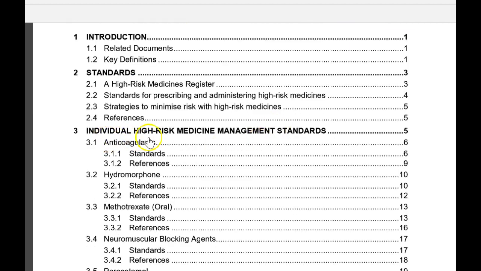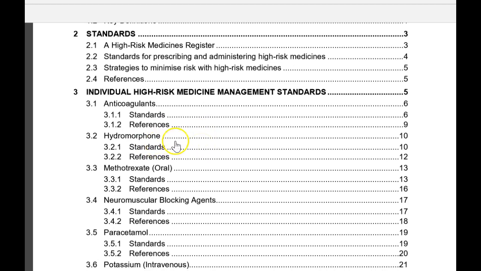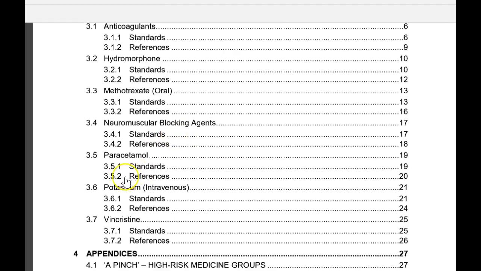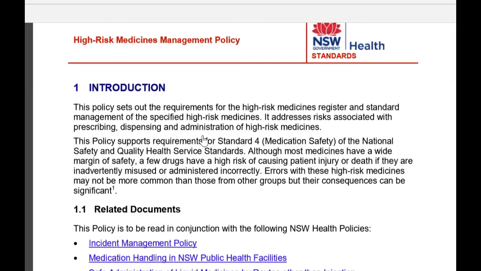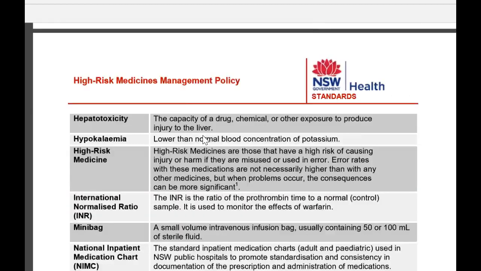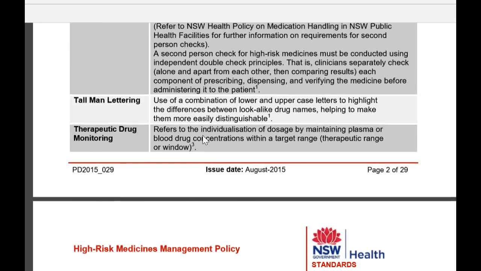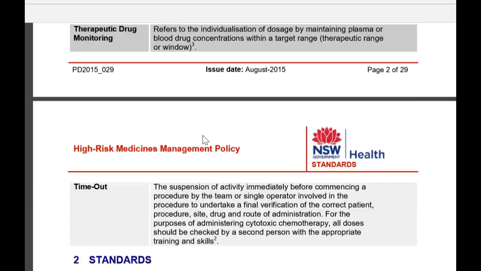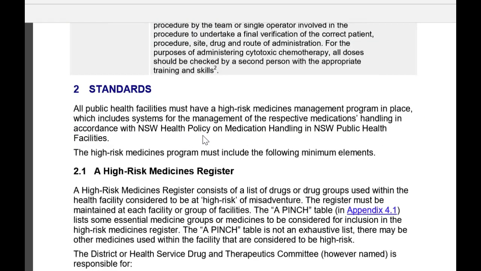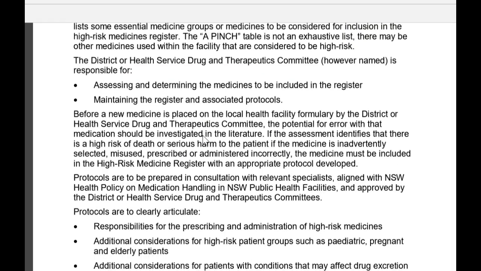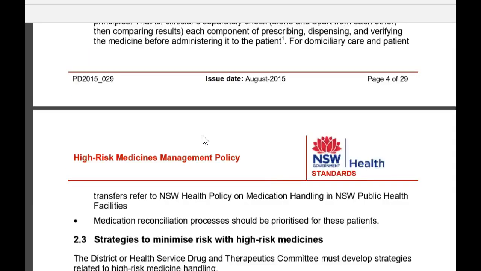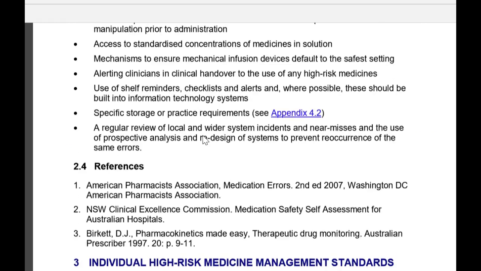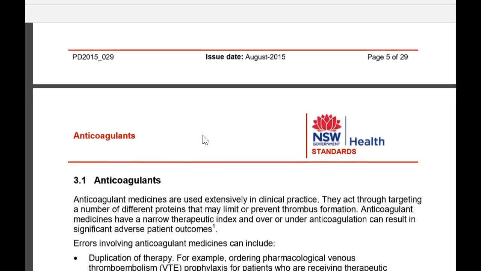But there are certain individual high-risk medicines. Of course, you've got your warfarin, your anticoagulants, hydromorphone, methotrexate, paracetamol, and potassium. So this is a good document to avail yourself of. As well as the general policy on handling medications, you've also got those areas where, essentially, if it's been reported here, warfarin, methotrexate, hydromorphone, potassium, they're all drugs that have been particularly risky, meaning they've harmed patients.